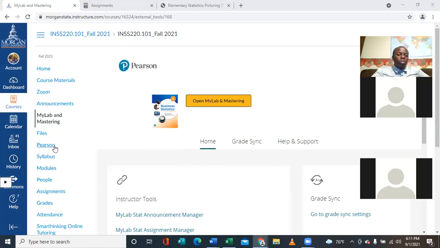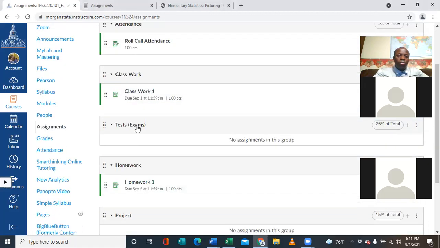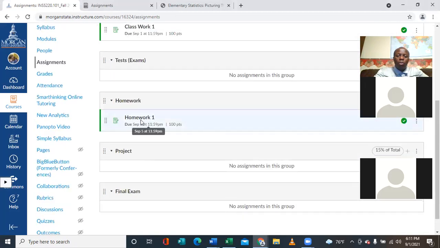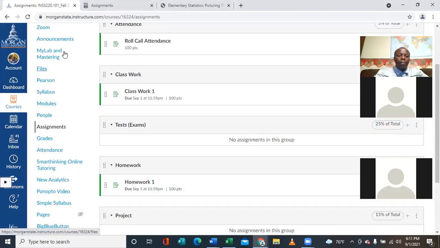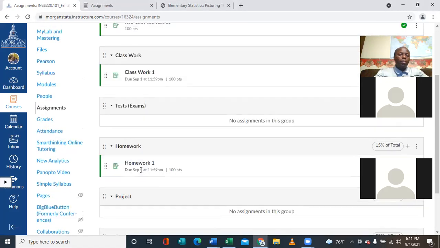Now, here is the summary of the assignments that you'll be doing in this class. Here I'm going to open the assignment section. And you can see they have the attendance, classwork. Yes, I have not set any tests and exam yet, but I have homework. You don't get to the homework from here. You go to your homework from MyLab and Mastering. But I will put the grades here. So this space is not for you, it is just for me to put a grade. Then the project and the final exam.